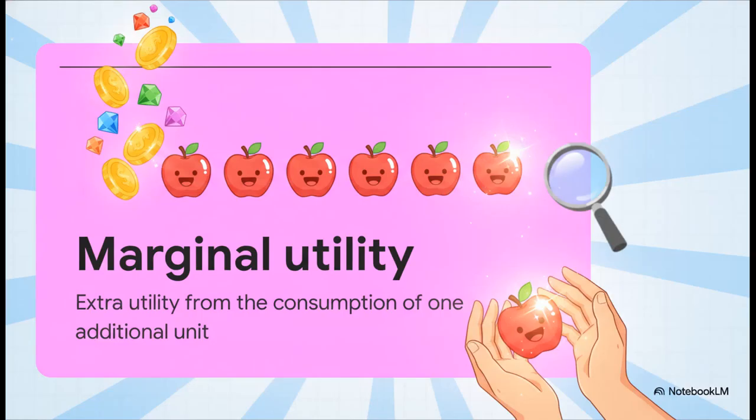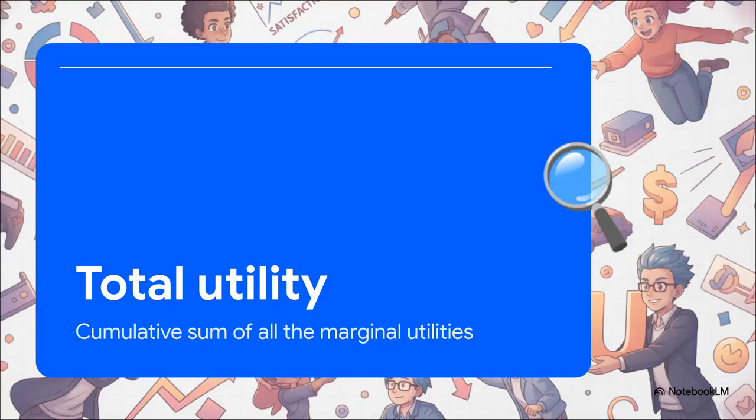Now that we're firmly grounded in the cardinal approach, let's track how satisfaction actually flows. Marginal utility is the extra, or additional, utility that a consumer derives from consuming one additional unit of a good. I want you to focus intently on those words, extra and additional. That's the absolute key here. When you consume something sequentially, unit after unit, marginal utility isolates exactly how much satisfaction that single latest unit gave you.